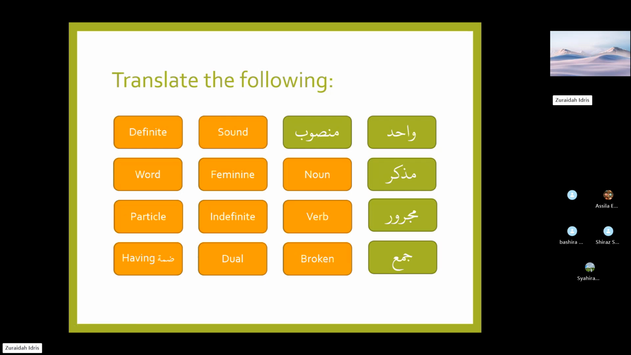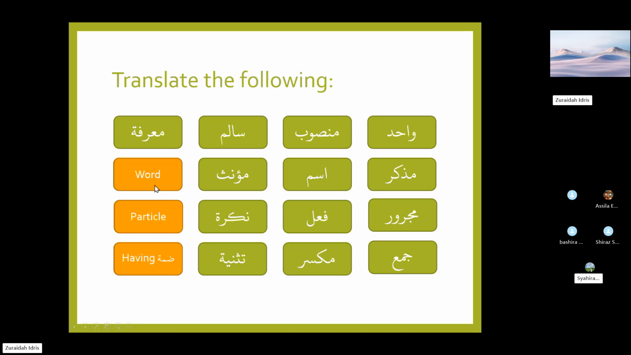Fi'il. A noun, no. Fi'il is verb. It's isim. Yeah, isim. So verb now? Fi'il. Yeah. Broken. Kasar. Okay, sound. Salim. Okay. Sister Bashira, what is feminine? Sister Bashira, are you there? Okay, Sister Asila, feminine. Mu'annas. Indefinite. Sister Sultana, indefinite. Nakira. Nakira, right. Dual? Tasniya. Okay, definite. Ma'rifah.